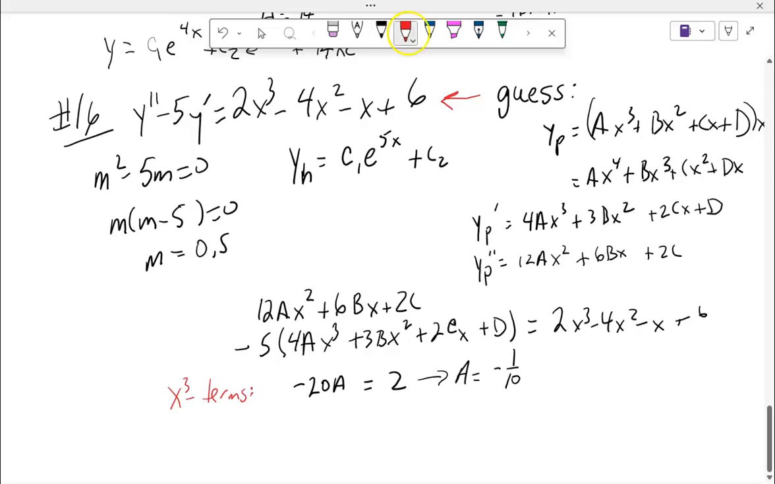Now let's do the same thing with the x squared terms. On the right-hand side, what's your coefficient for the x squared? Good. What's your coefficient for the x squared on the left-hand side? I think it's a positive 12a, isn't it? Yeah. So it should be 12a minus 15b.